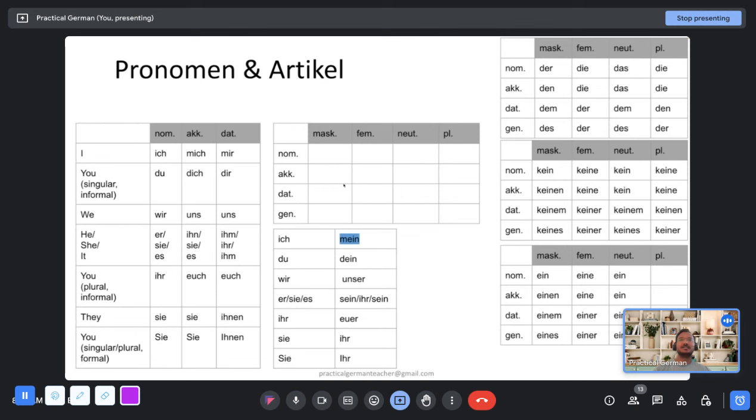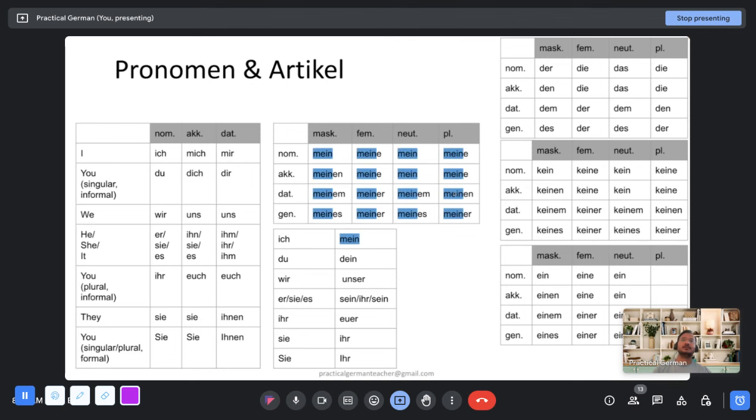Maybe someone can build this. Kritika, can you build this table for me for mine? Yeah. Mine, mine, mine. Accusative, meinen, meine, mine. Dative, meinem, meinen. Perfect. Similarly, you can build this table for thine as well.